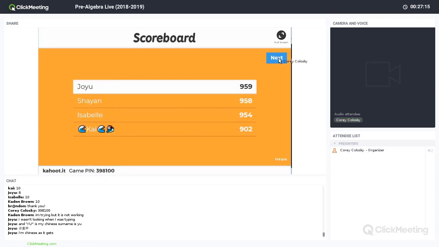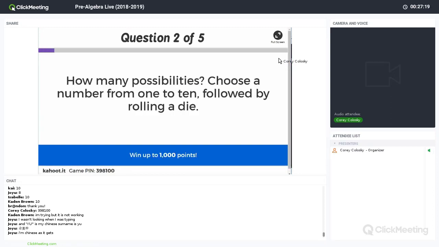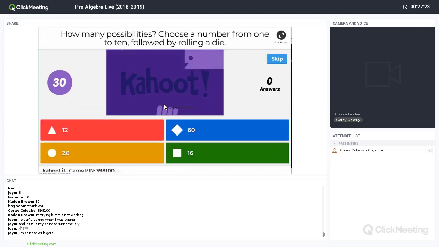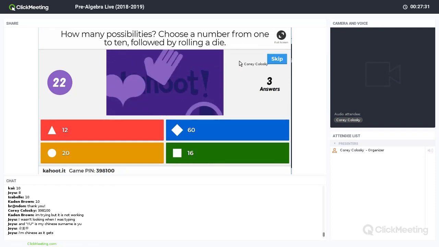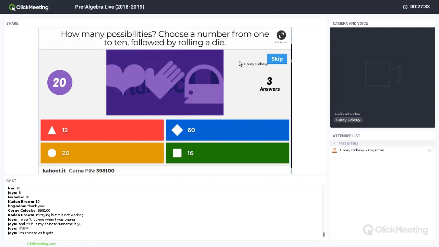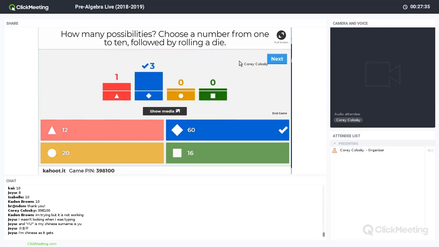All right, we're going to see a few different types of examples, so make sure you read carefully. How many possibilities? You choose a number from 1 to 10, followed by rolling a die. Die is singular for dice, by the way. So you roll a dice or die. So how many possibilities? There we go. Okay, you guys caught on pretty quick.